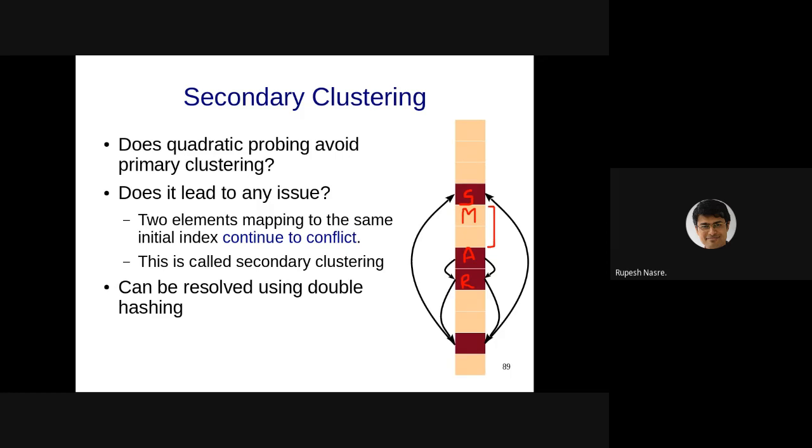Right? The number of conflicts that had occurred for M was 2, whereas the one for R is going to be 1, and therefore I'm going to look for whatever is the index of A plus, let's say in this case 1 square, whereas for M it is going to be 2 square, and therefore the probability of these conflicts is going to reduce considerably. It's not exactly the same index. Got it, sir. Got it.